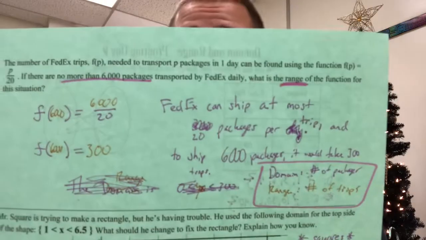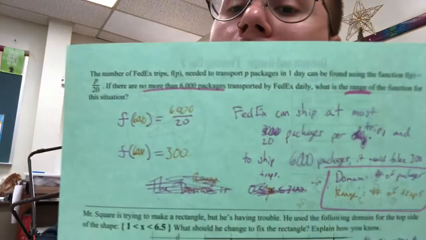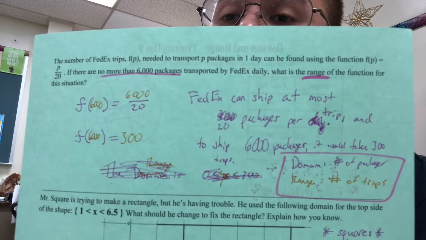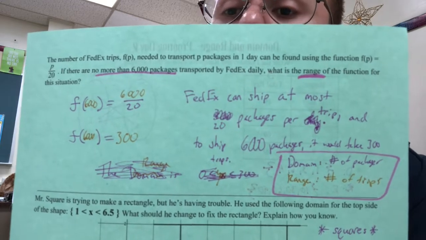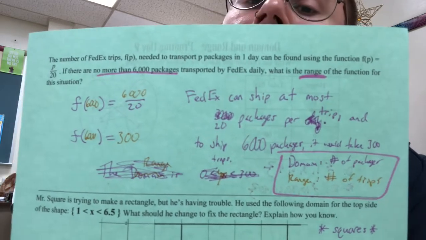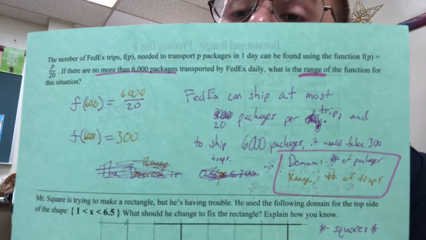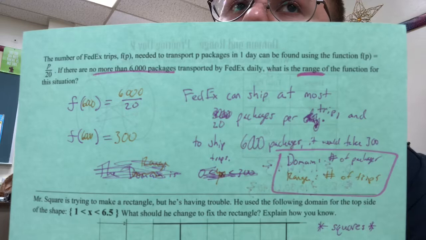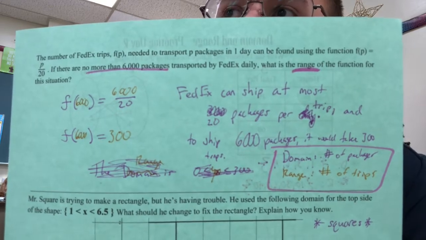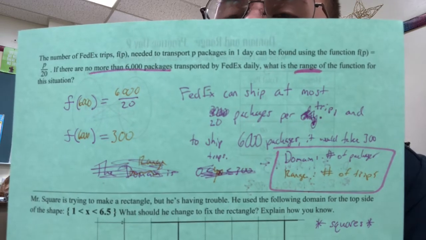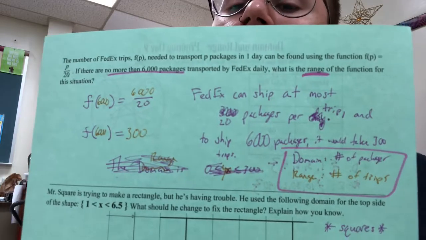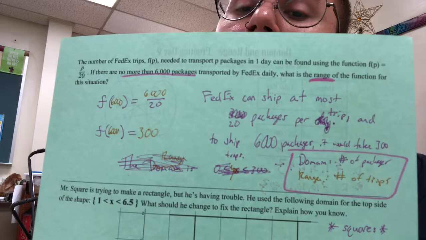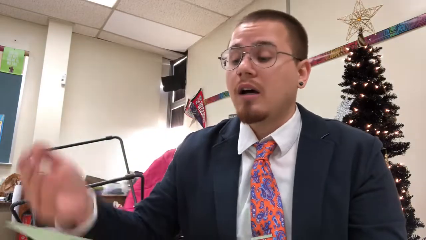So to know what the range is, I should probably figure out what the domain is. So I know that domain based on how the function is written, because it's f of p, so f of the input, and the input is packages, that the input relates to domain, and the number of packages delivered is p. Now, what relates to the number of packages? It's the number of trips. So the number of trips would be my range. So you see I had to cross some stuff out because I made a mistake. But domain is the number of packages and range is the number of trips.